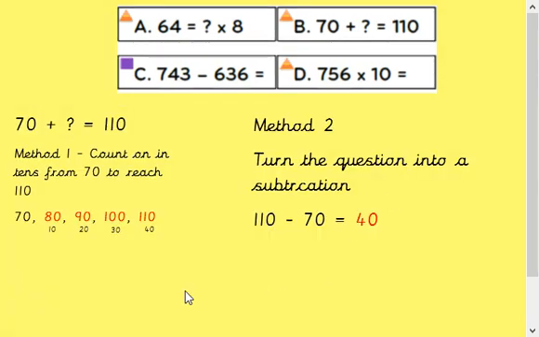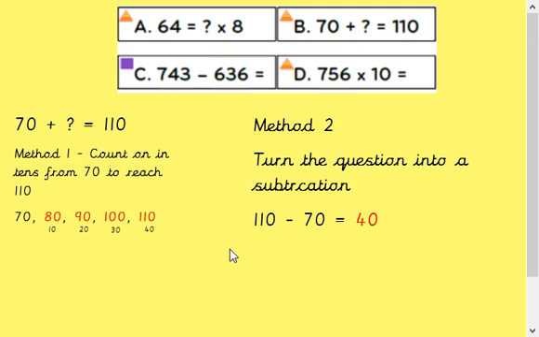Okay, second question this morning is 70 plus a question mark equals 110. So they're starting to enjoy making you think now, making you wonder what the mystery amounts could be. In this case, 70 plus what equals 110. The first method I'm going to apply might be just counting on, nice and simple, from 70 up to 110. So we're going to go 10, 20, 30, 40 would be 110. So we know the answer is 40.